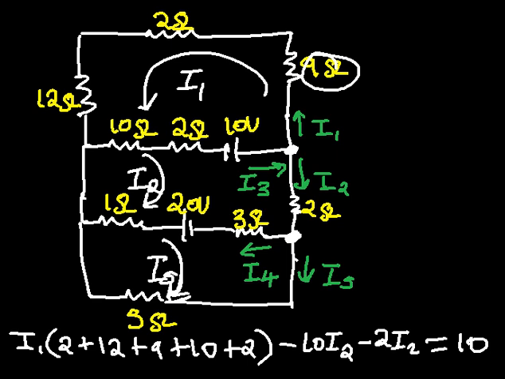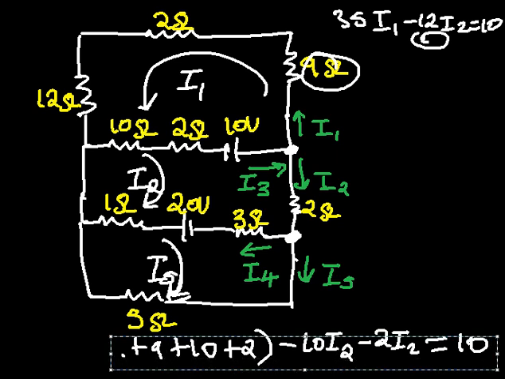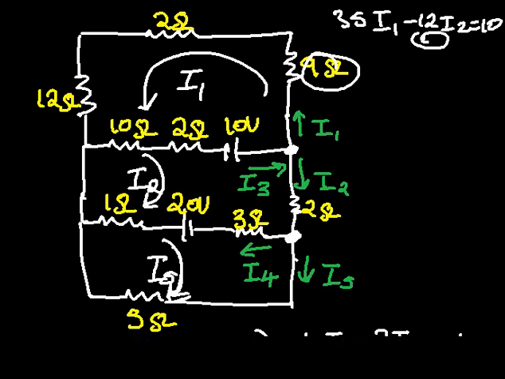Upon simplifying, we have 35 I1, and these are like terms, we'll have it as negative 12 I2. That is equal to 10. So this is equation 1. And let's go for the other loop. What is the other loop? We have loop 2.